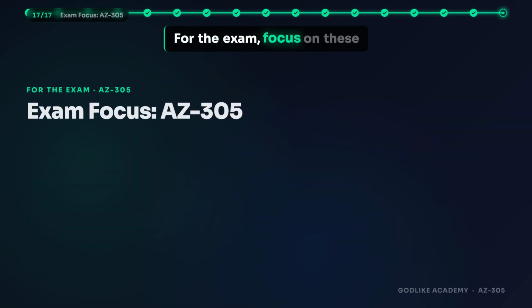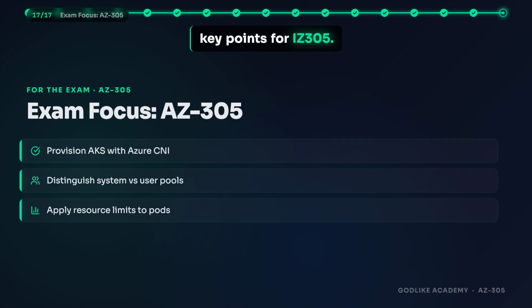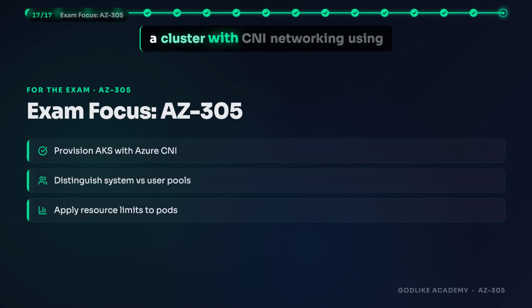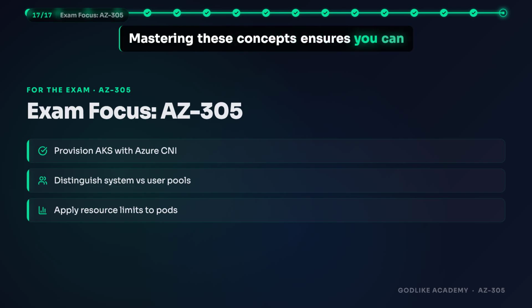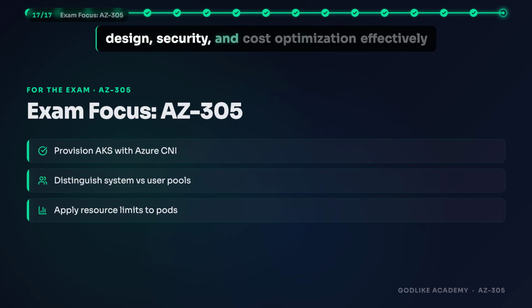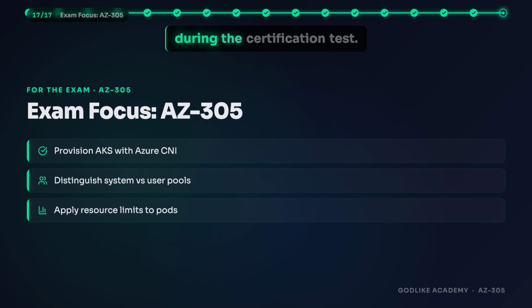For the exam, focus on these key points for AZ-305. You must know how to provision a cluster with CNI networking using commands like az aks create. Understand the difference between system and user node pools, including taints and tolerations for isolation. And remember that resource limits prevent noisy neighbor issues in your containers by capping CPU and memory usage. Mastering these concepts ensures you can answer scenario-based questions about cluster design, security, and cost optimization effectively during the certification test.